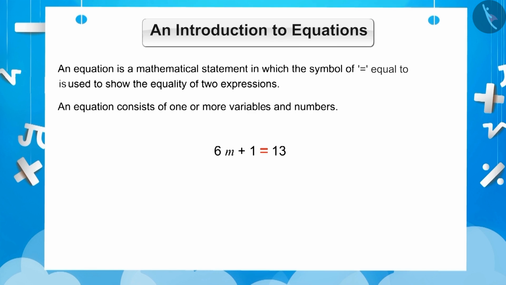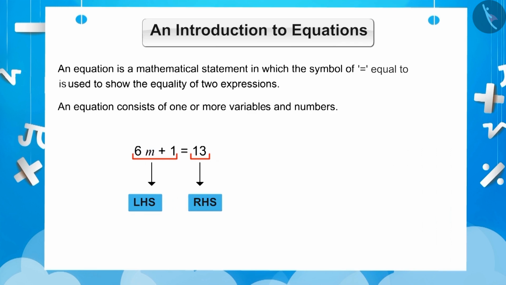The equal to sign in an equation shows that the left-hand side value of this sign is equal to the right-hand side value. In this, the left side is represented by LHS and the right side is RHS. It is also important to note here that the value of the variable in an equation that satisfies the equation is called the solution of the equation.